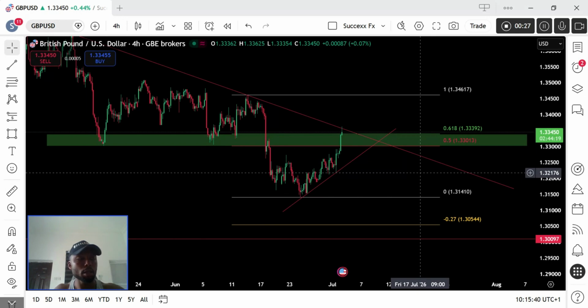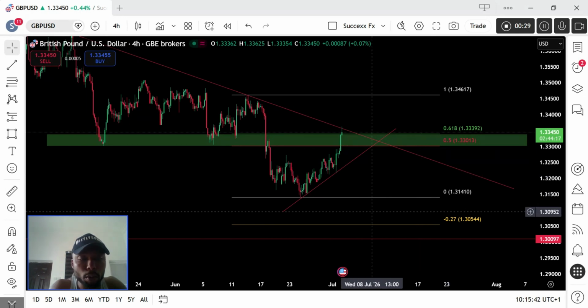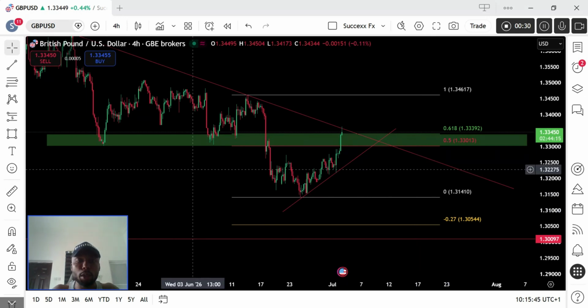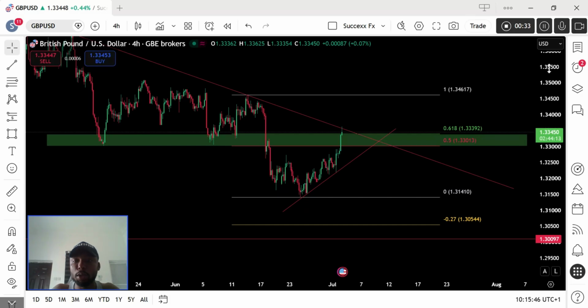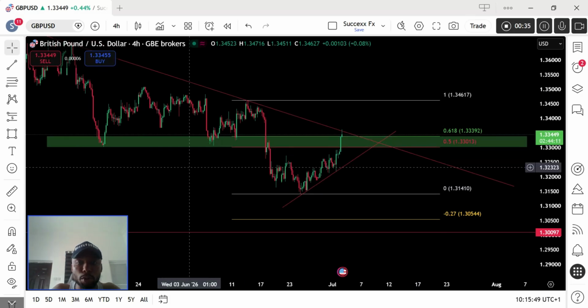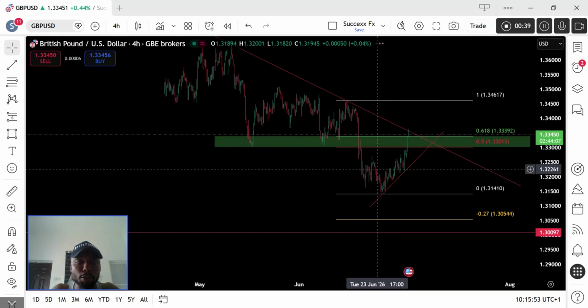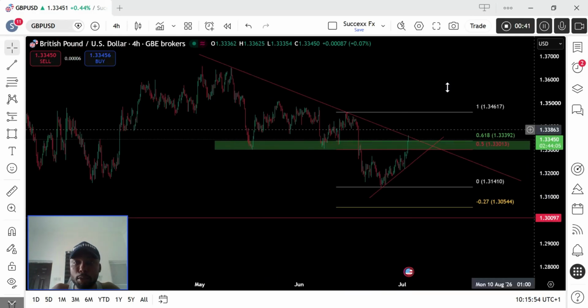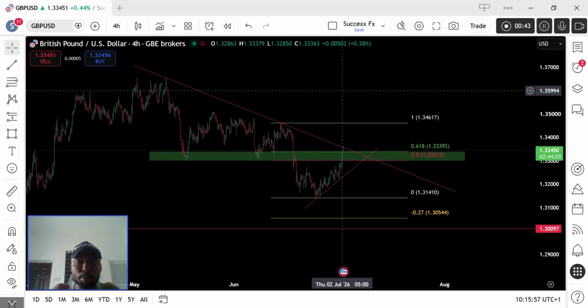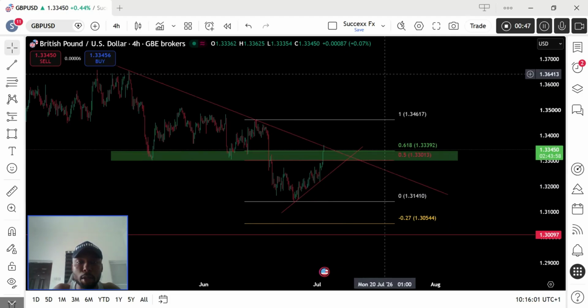Today is Wednesday. I want to do a quick analysis on GBP USD. I want to show us where we are currently. Hope you can all see my screen. This is the 4 hours time frame. I'm doing my analysis from the 4 hours time frame, right?